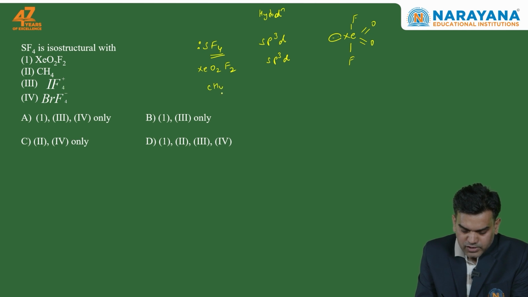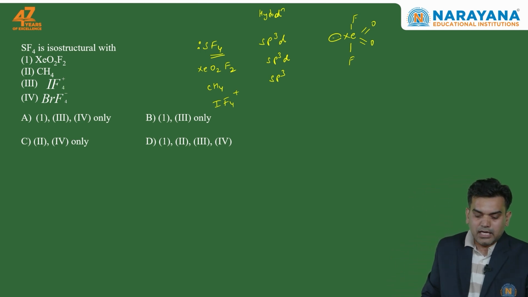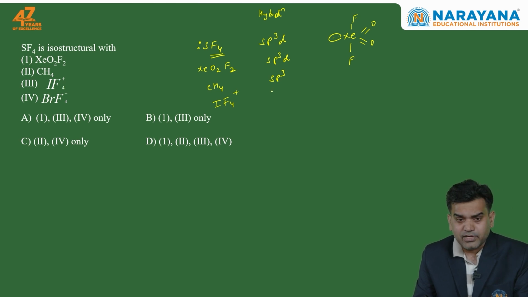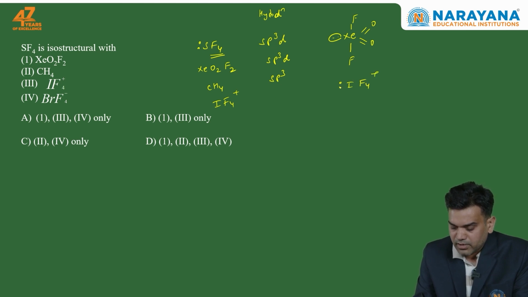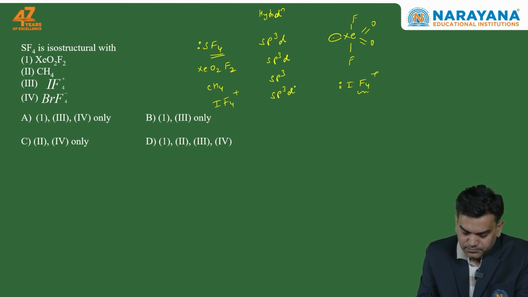CH4 is a normal case. We know its hybridization is sp3, and it is tetrahedral in shape. IF4 positive is derived from IF5. In IF5 there is one lone pair and 5 bond pairs, so IF4 positive has one lone pair and 4 bond pairs. So its hybridization is also sp3d.